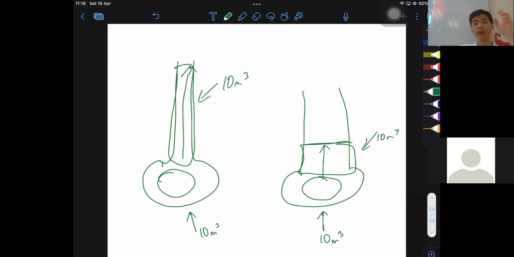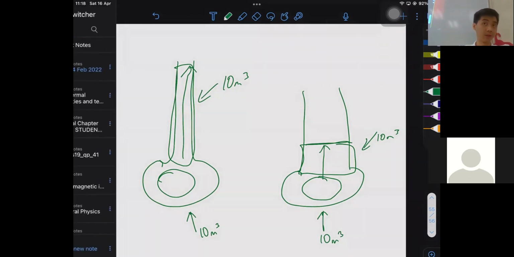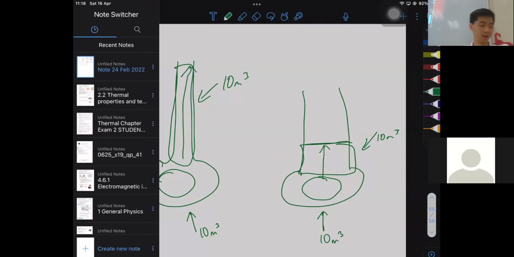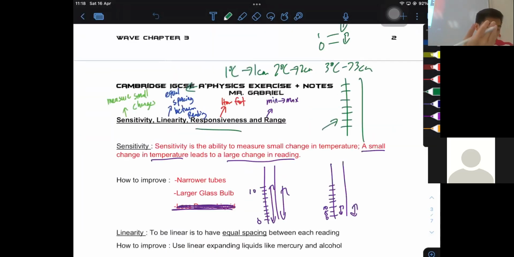Today, the most important thing, guys, you have to remember this: the best way to improve the sensitivity of a thermometer is always using a narrower capillary tube, so that the liquid can travel further up the capillary tube. All right, everyone, this is super important. For sure, it will come up in your IGCSEs, guys. You have to know this. Have any questions, by the way? All right. So this is the first thing that you want to do to improve the sensitivity.